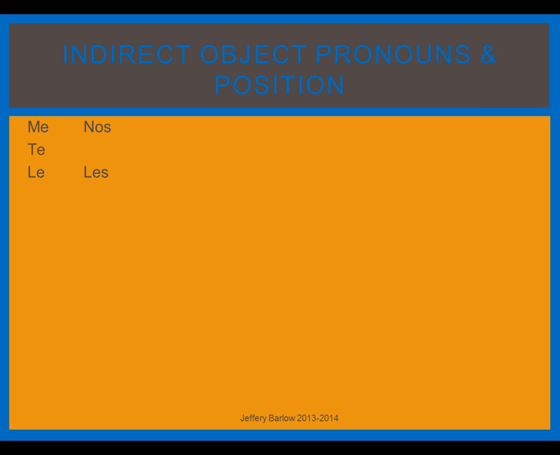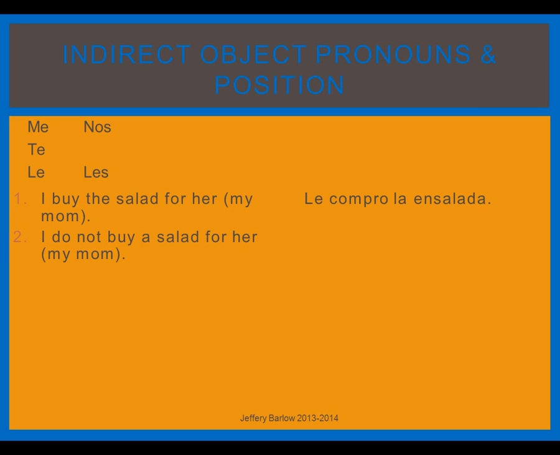The position is exactly the same as the position of the direct object pronouns. With the conjugated verb, I buy, the indirect object pronoun is placed before the conjugated verb. Le compro la ensalada. I buy the salad for my mom, for her. Le is the appropriate pronoun and the position is before the conjugated verb. This is also the case in a negative statement. If we are simply saying, I do not buy a salad for her, no le compro una ensalada.